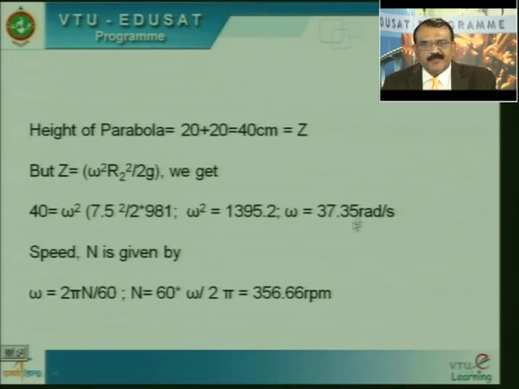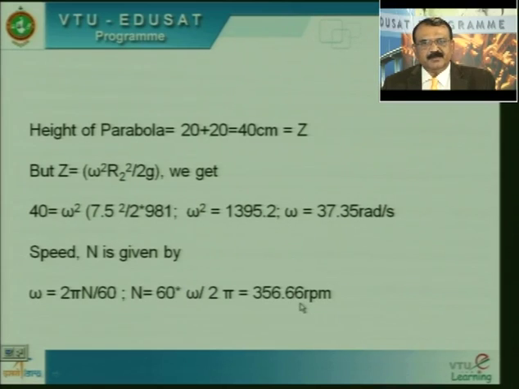Okay. Now, once you find the value of omega, there is a relation between this omega and speed. What is that relation? Omega is equal to 2 pi n by 60. Now, you need to find the value of n. Therefore, n is equal to 60 into omega, which you just calculated, 37.235 radians per second, divided by 2 pi, which is constant. Substitute these values and n works out to be 356.66 rpm. I repeat, n is equal to 356.66 rpm.